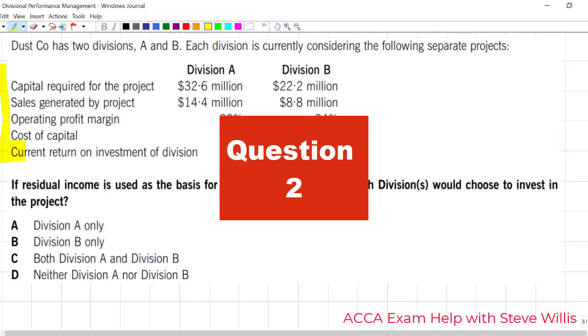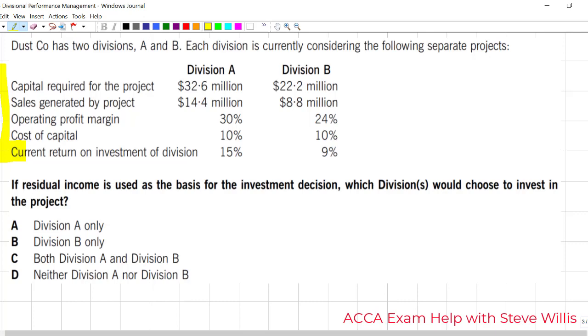There's a lot to unpack here. Let's read the requirement first, see what information we need before we start reading. If residual income is used as the basis for the decision, which divisions would invest in their projects? Okay, so before we do anything, let us recall residual income. Residual income, guys, is the absolute measure where we take our operating profit from which we subtract quote-unquote imputed interest, or the minimum required return in dollars.